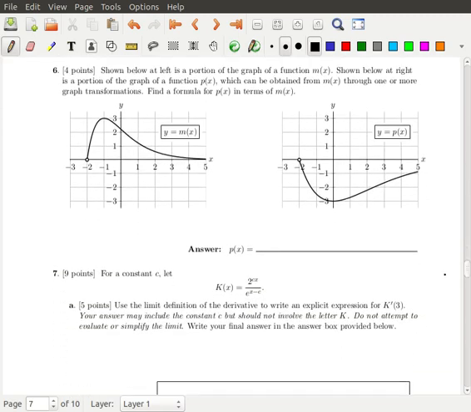Question 6. Shown below at left is a portion of the graph of a function m of x. Shown below at the right is a portion of the graph of a function p of x, which can be obtained from m through one or more graph transformations. Find a formula for p of x in terms of m of x.